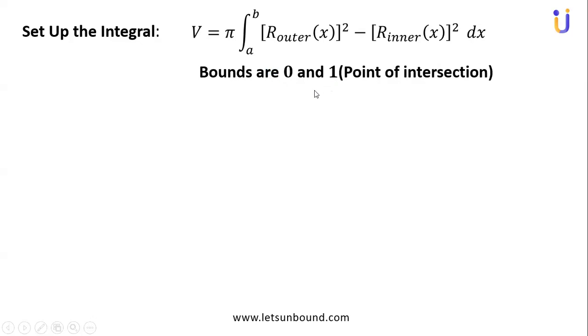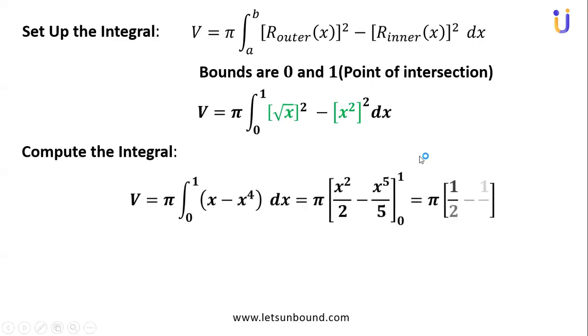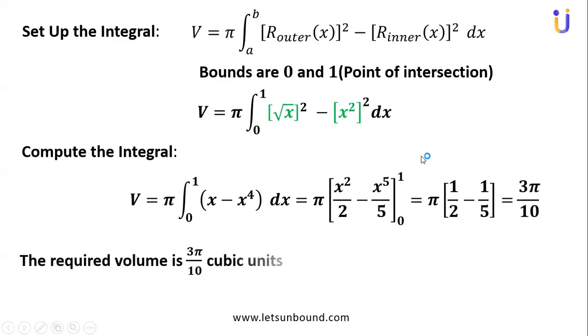For those two curves, if you find the points of intersection, those are the bounds. Plug in and compute the integral. It's very simple, power rule. All the examples I have taken are power rule problems. So that's why, 3 pi by 10, and I'm not explaining this much, since that's very simple even for you, right? And we got the required volume.